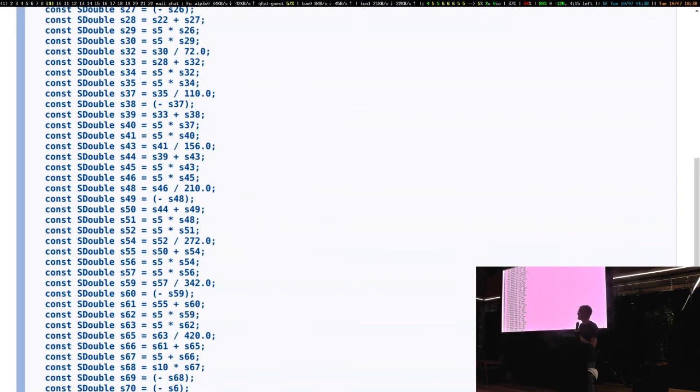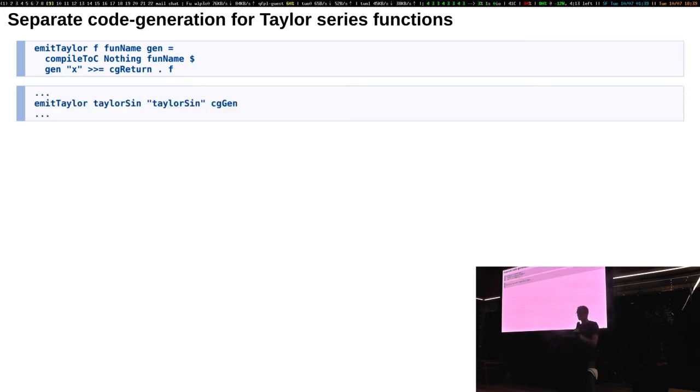That's all the Taylor series. So let's separate it out. What we can do is separately code generate one function and bring it into Haskell in a way that SBV knows about it, so that it'll generate the Haskell function call as a C function call, so the separate generated code. So we'll just add this emitter function that we need into our code generation.